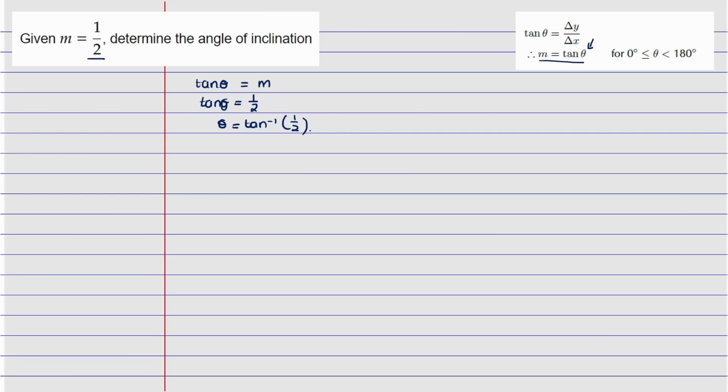When you calculate tan inverse of 0,5, you're going to see that your angle of inclination is 26,57 degrees. Do you see that this angle is definitely between 0 and 180? So that's how you find your angle of inclination when we're given the gradient.